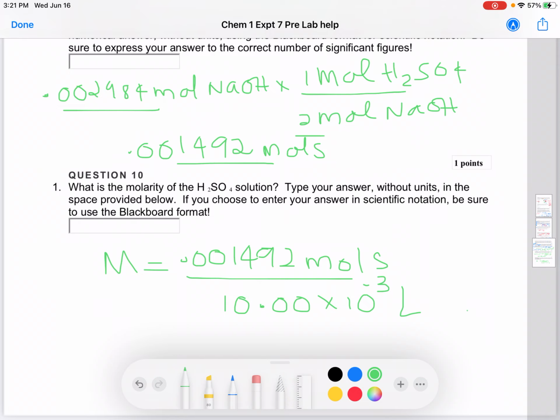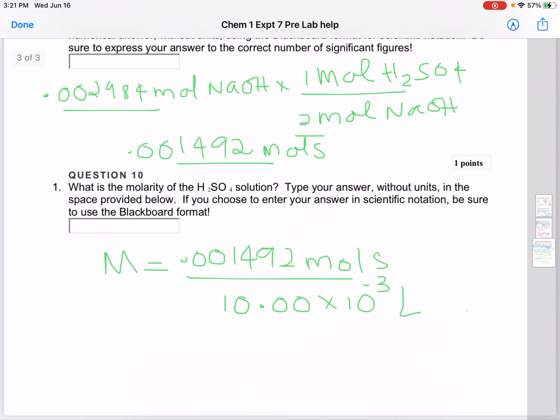So I think this helps you to do your pre-lab calculations. Remember, I also posted a worksheet on the blackboard. Now this is the explanation of how you get those answers.